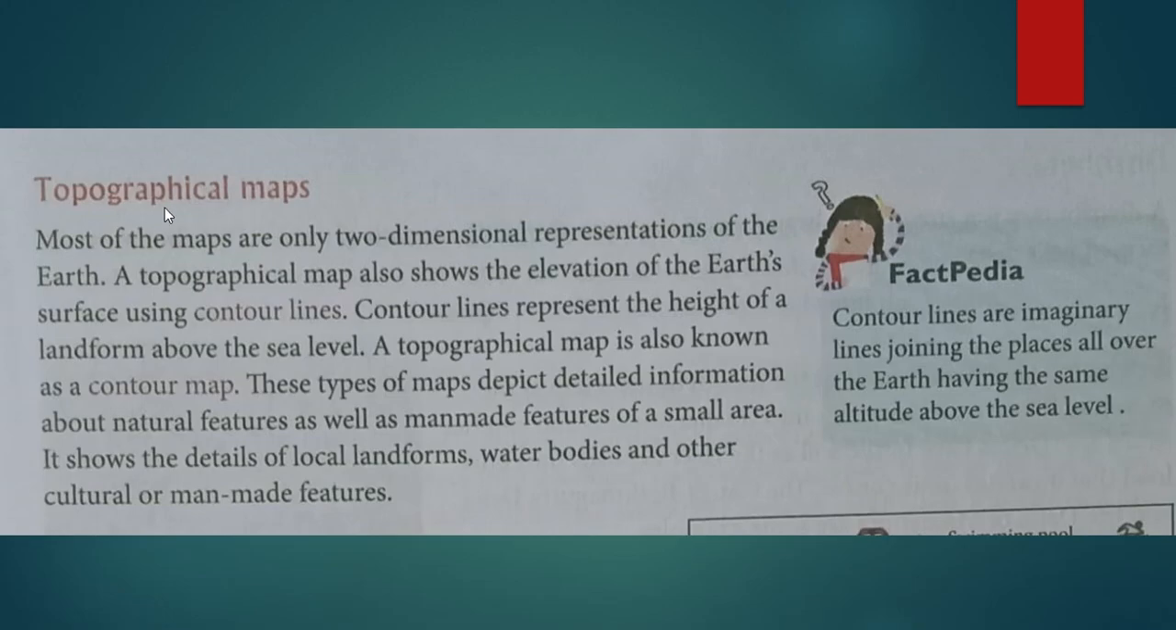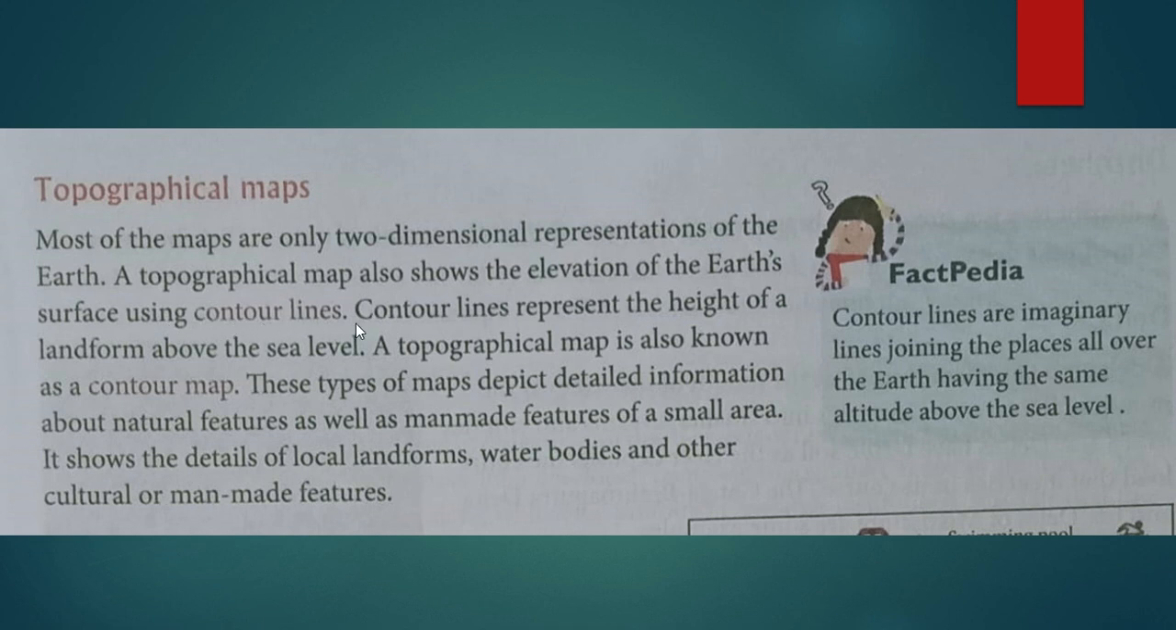Now, the topic is about the topographical map. The word topographical comes from topography. Topography means the upper structure of the Earth's surface. Most maps are only a two-dimensional representation of the Earth. A topographical map also shows the elevation of the Earth's surface using contour lines.